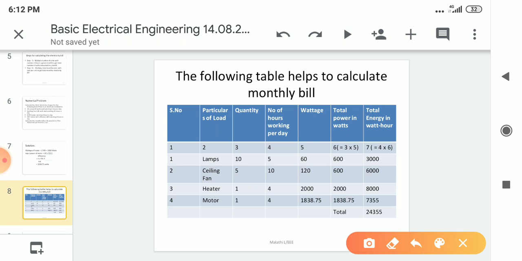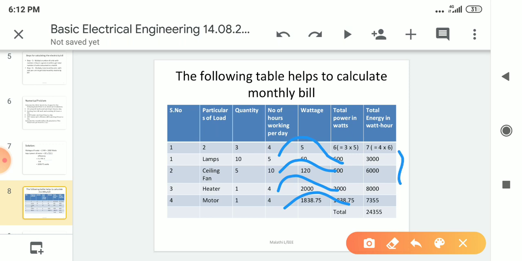Here, how does this 3000 come? This is by number of working hours into total power 600. 5 into 600 gives 3000. 10 into 600 gives 6000. 4 into 2000 gives 8000. Like that we have calculated.